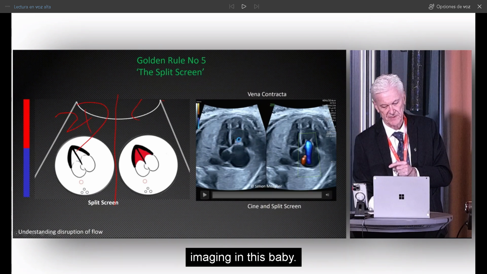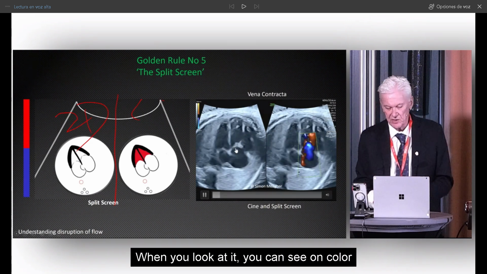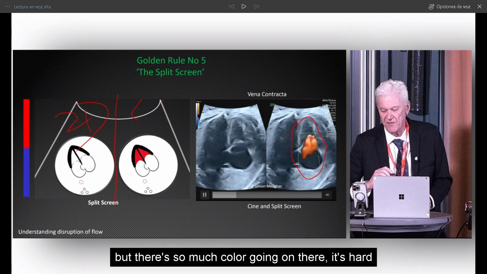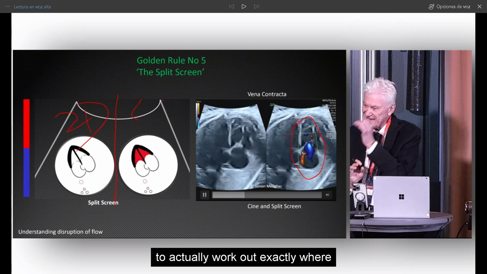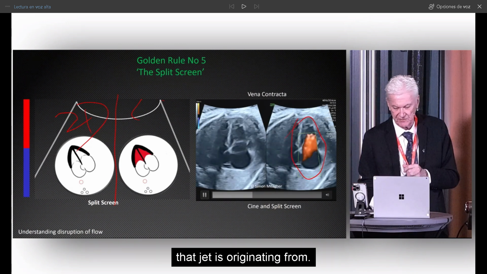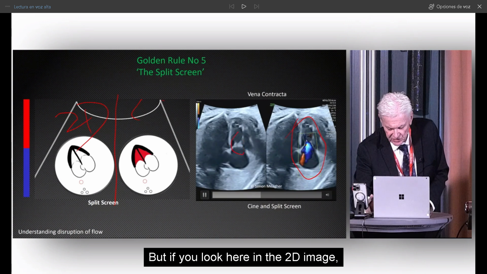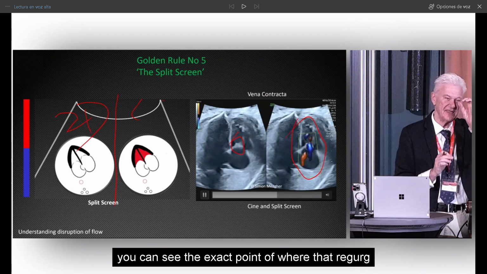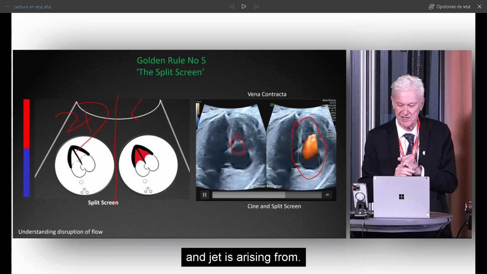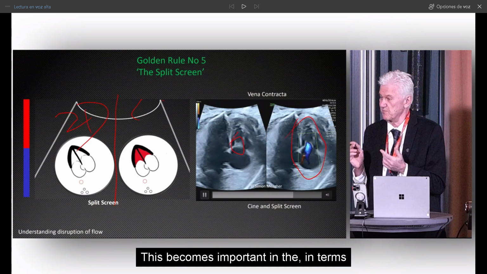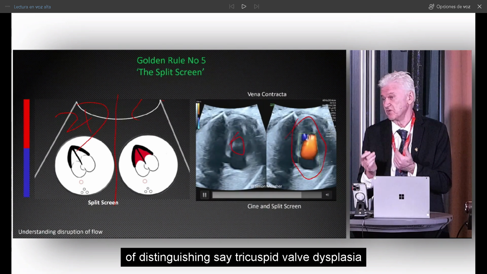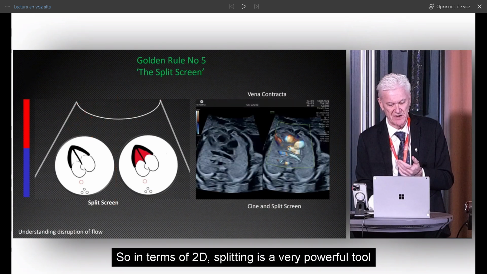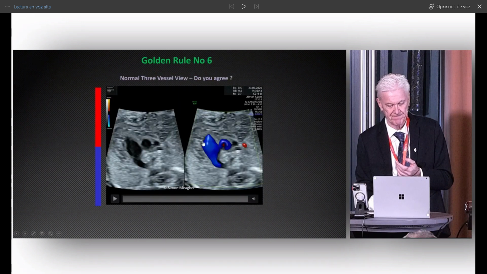in cardiac imaging. In this baby, you can see on color that there's a regurgitant jet, but there's so much color going on there, it's hard to work out exactly where that jet is originating from. But if you look here in the 2D image, you can actually see the point of the vena contracta. You can see the exact point where that regurgitant jet is arising from. This becomes important in terms of distinguishing, say, tricuspid valve dysplasia from Epstein's anomaly. So splitting the screen with 2D is a very powerful tool in routine screening.